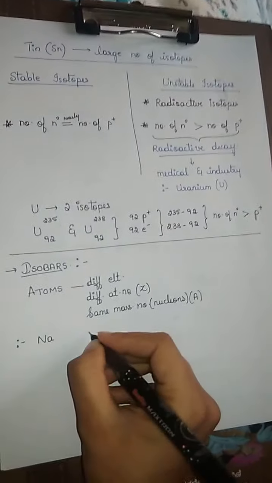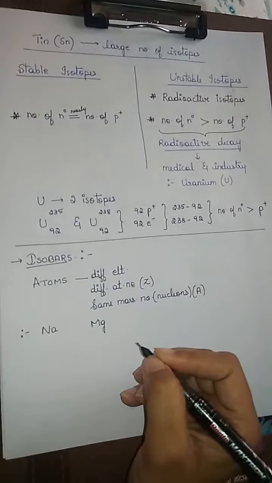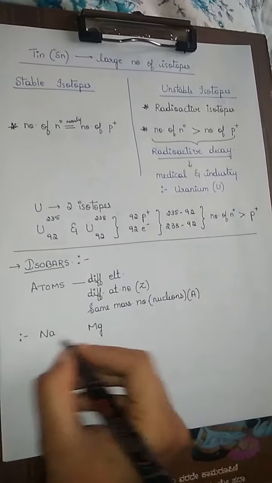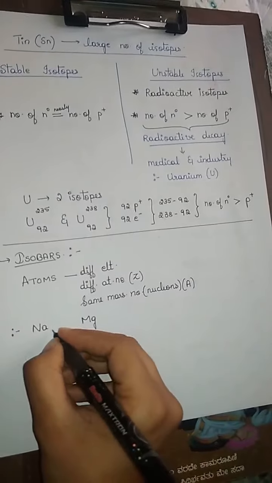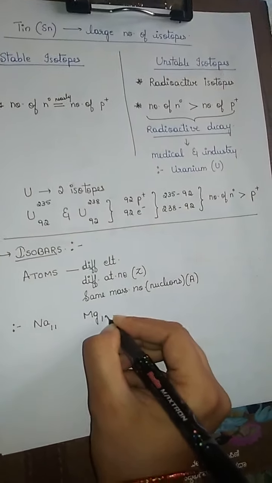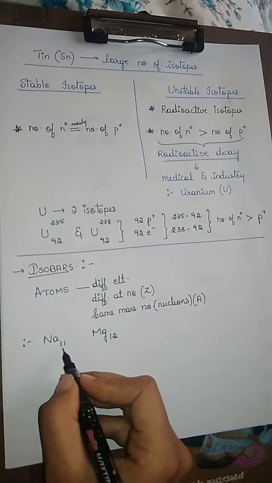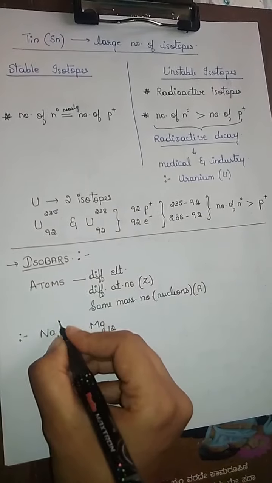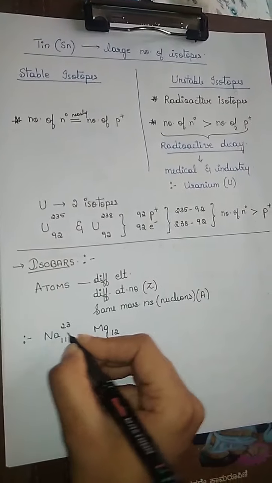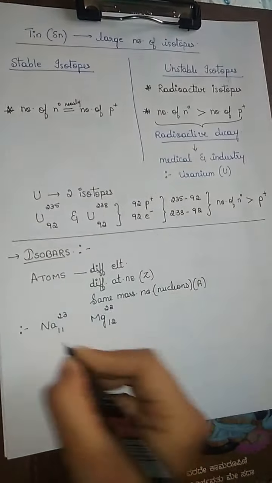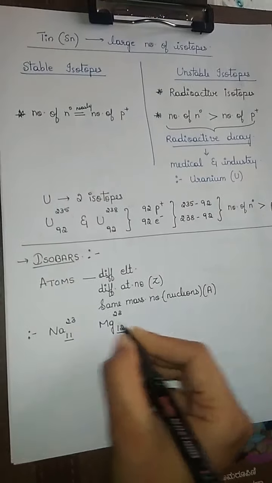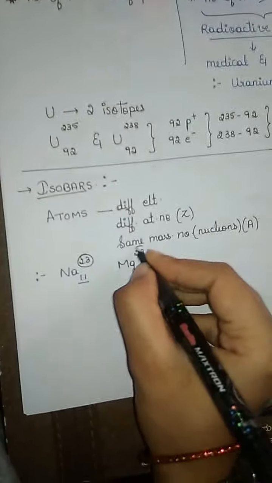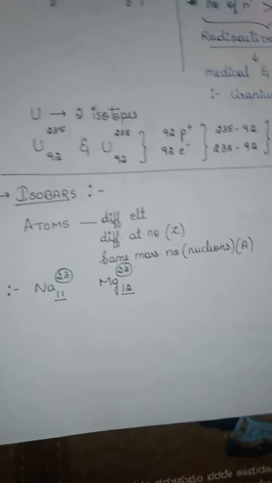Now let's see with the help of an example. So I am taking two different elements, right? So atoms of two different elements which are having different atomic numbers. The atomic number of sodium is 11 and magnesium is 12. And the mass number is 23 and 23. So different atomic number but same mass number.